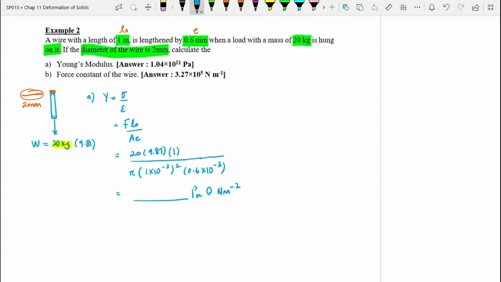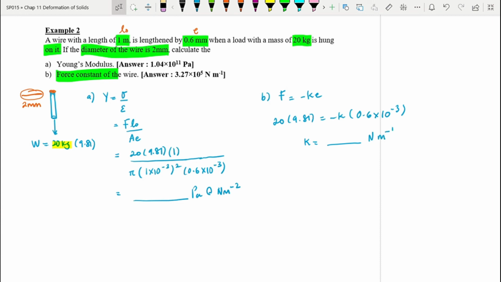So, question 2. The force constant of the wire. So, force constant of the wire, F equals negative KE lah. So, force sama dengan weight. K yang kita nak cari, extension is 0.6. So, we can simply calculate K kita berapa. Dan check lah apa unit bagi force divided by extension. So, dia akan jadi N m negative 1. Okay? Logiknya macam tu lah.